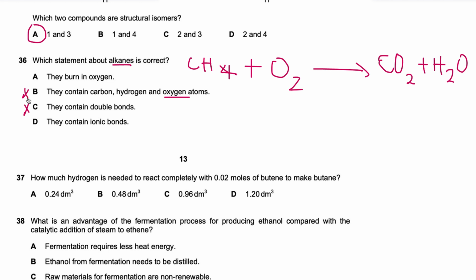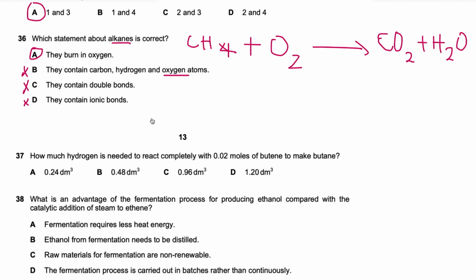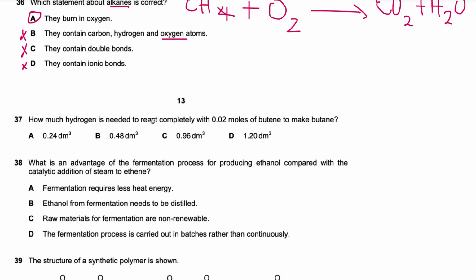Do they not have hydrogen atoms? No, that's not correct. Do they contain ionic bonds? No, they don't contain ionic bonds. Burning in oxygen is the most absolute. So 36 is A.